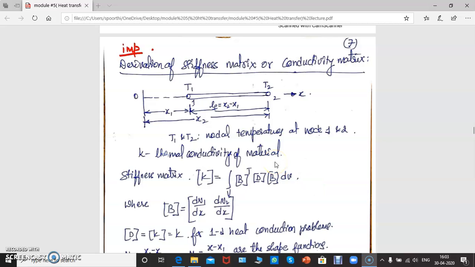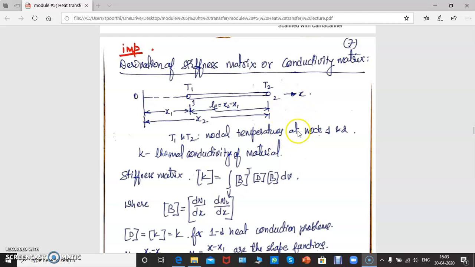Lecture number 2 on heat transfer. So in the last lectures we discussed some of the equations of heat transfer and the shape functions N1 and N2. Now in continuation with that, let us discuss the derivation of the stiffness matrix or the conductivity matrix. This is one of the derivations which is a likely question.